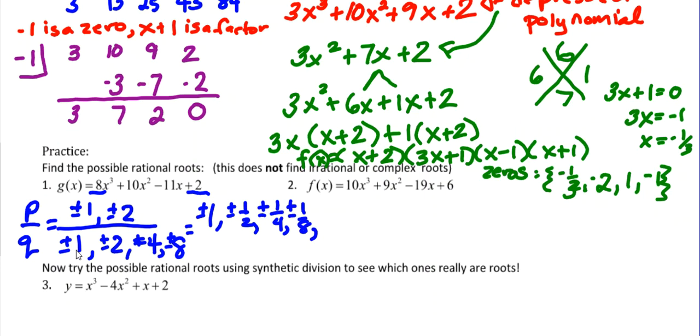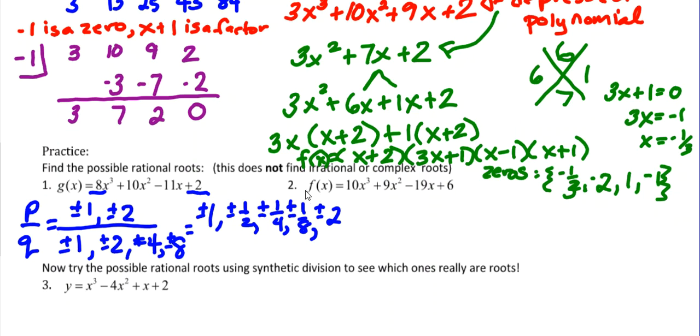Okay, and then 2 over 1, 2 over 2, 2 over 4, 2 over 8. So 2 over 1 is 2. 2 over 2 is 1, which we already have. 2 over 4 is 1/2, which we already have. And 2 over 8 is 1/4, which we already have. So this is the set of all the possible values of p over q.